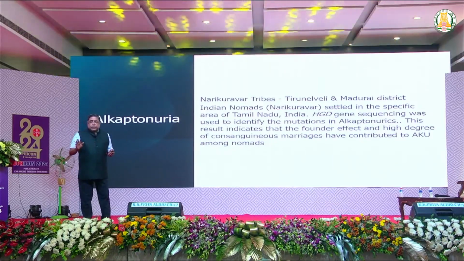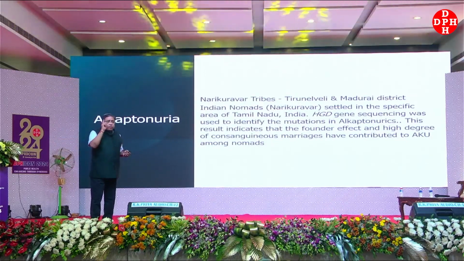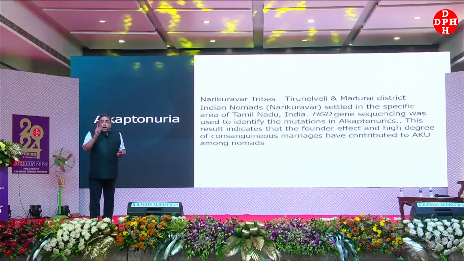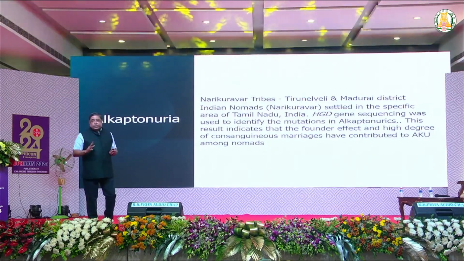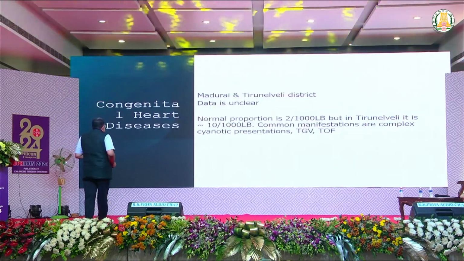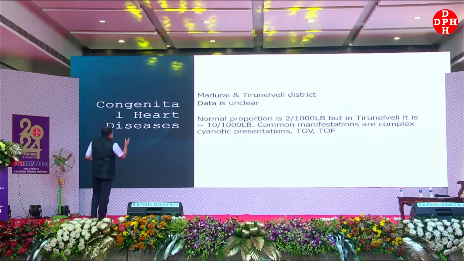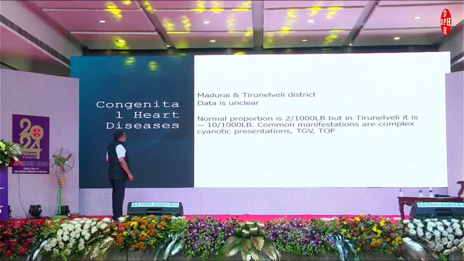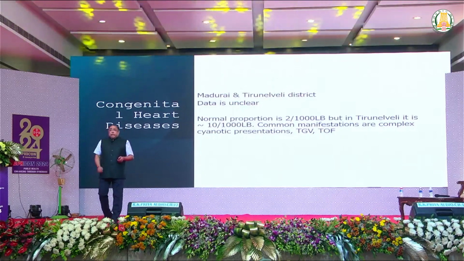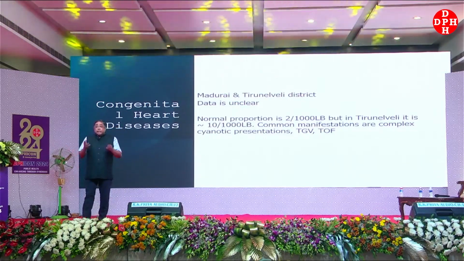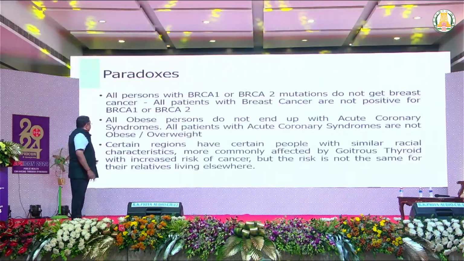I will tell you one thing. Practically, everything boils down to healthcare costs. The moment you have a complicated patient, you are spending 10 times more than you need to spend when you want to prevent a disease. Similarly, congenital heart disease, very interestingly: the national average is 2 to 2.43 per 1,000 live births, but in Tirunelveli district, the calculation is around 10 per 1,000 live births. We don't know why. The data is unclear. Public health here has a huge role.